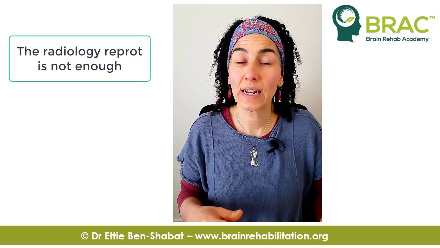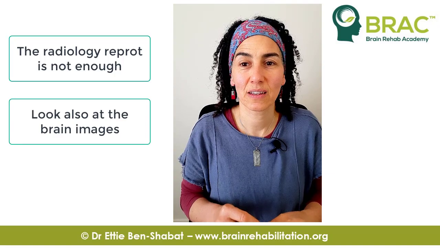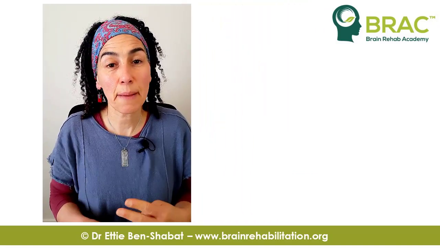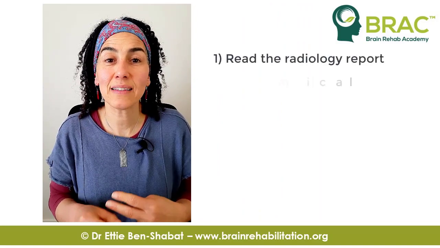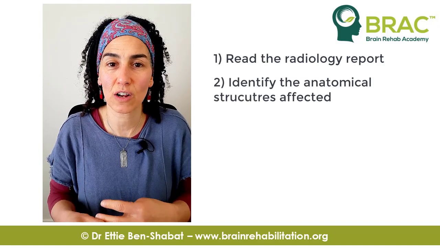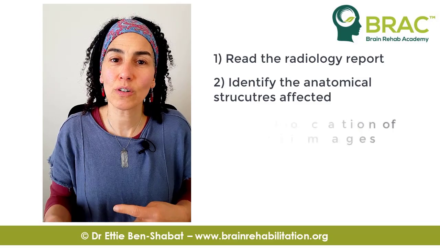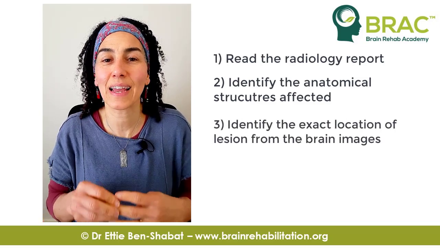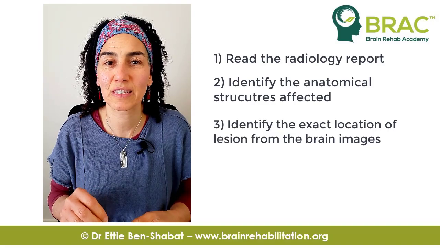What does this mean to you as a rehabilitation clinician? It means that except for reading the radiology report, you also need to look at the brain images. And I suggest 4 steps to guide you in that process. Step number 1 is read the radiology report. Step number 2 is identify the anatomical structures that are affected by the lesion. Step number 3, go to the brain images and identify exactly which structures are affected with a higher level of specificity.